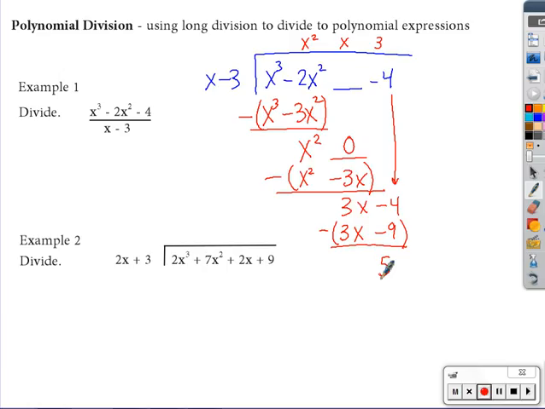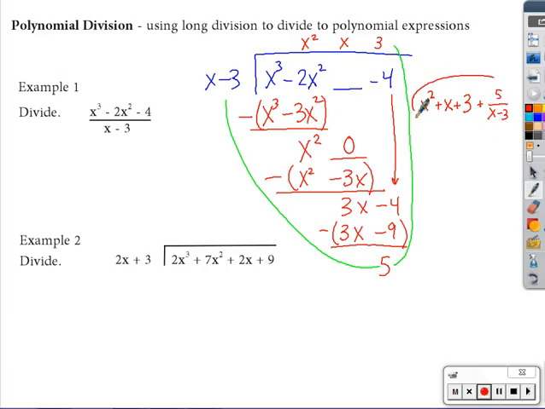How do I write my answer? I write my answer x squared plus x plus 3, and then I need to add my remainder. It's no different than writing a mixed fraction when you divide it by 4. You're going to add the remainder to the divisor. So it's going to be plus 5 over x minus 3. And that would be my answer. So x minus 3 itself would not be a factor because it does not divide evenly. It divides, but it doesn't divide evenly because I ended up with a remainder in the end.